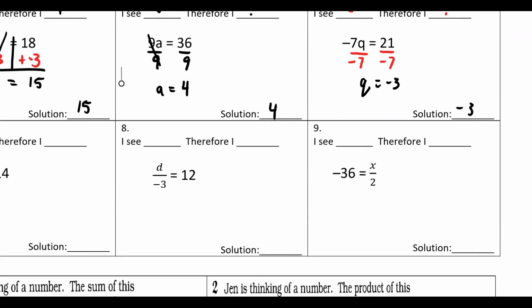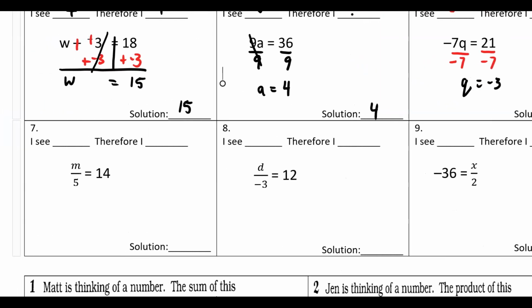Let's get to a multiplication problem real quick. So here I see division, so therefore I'm going to multiply. So m over 5, I'm going to do times 5 times 5. You might be saying, well, 5 times 5 is 25, Mr. Mason. No, it's 5 times m, which is 5m, then divided by 5, which is 1m, or just m. So m is equal to, in this case, 70.